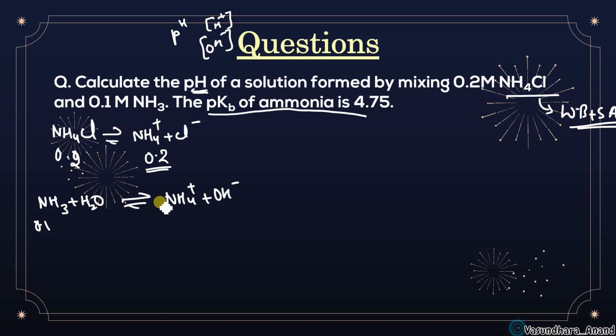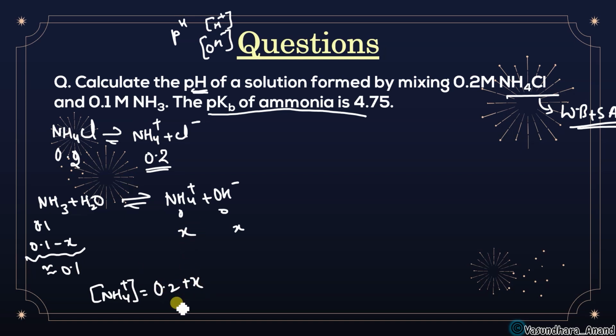So obviously we will assume that at this time it is 0, 0 and some portion will be subtracted, then it will be X and X. So here we can neglect this X with respect to 0.1 because it is a very small value, and if we subtract it from 0.1, approximately it will be equal to 0.1, isn't it? Is there any problem in this? Okay, so the total NH4 plus concentration in the solution, you will get 0.2 from here and X from here. So you get the concentration of NH4 like this.